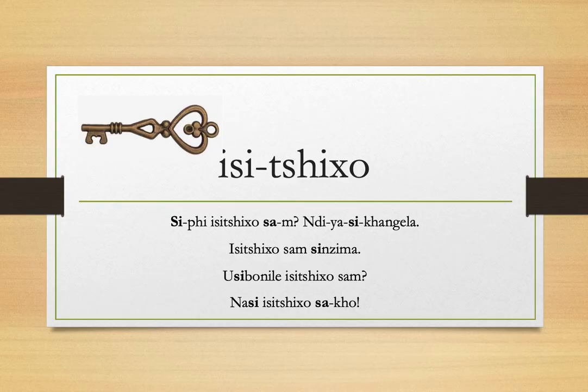Isitshixo, the key. This noun class has si in its stem, and we have here siphi isitshixo sam. It is where? The key of mine. Ndiyasikhangela, I am looking for it. Notice that the genitive is always going to have a in it. The beginning of it, the consonant before a, is what we derive from the stem of this noun class, but it's always going to have a sound. So it is where, the key of mine, I am looking for it.